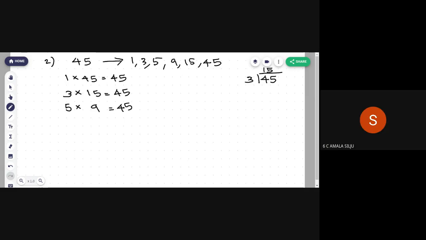Okay, so the same way you can do the next one, that is factors of 36. All of you do by yourself. പെട്ടെന്ന് കണ്ടിട്ട് എഴുതി വയ്ക്കുക. First you write the table, after only copy the factors.